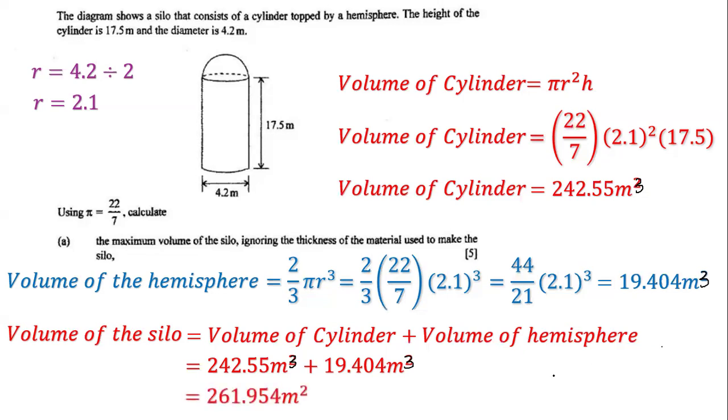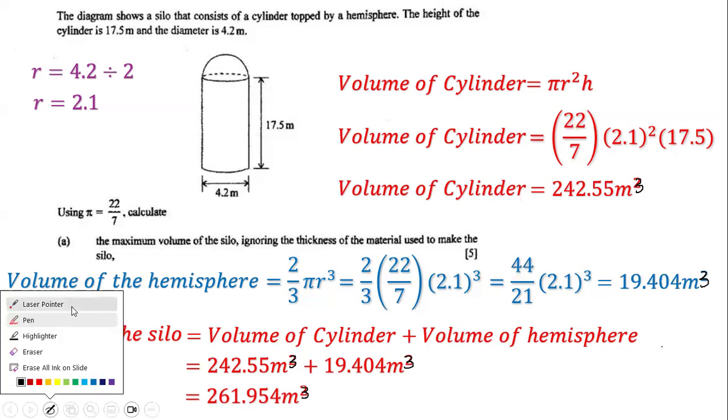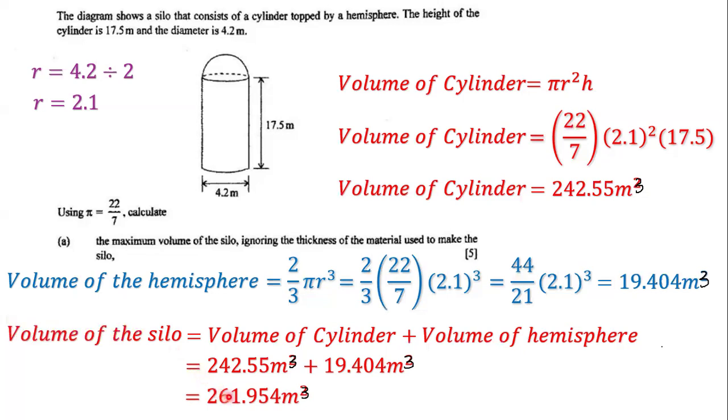And when we add them together, we get 261.954 meters cubed. All right, so let's change this to the third power. And so our answer here is going to be 261.954 meters cubed. And that's the volume, or the maximum volume, of the silo.